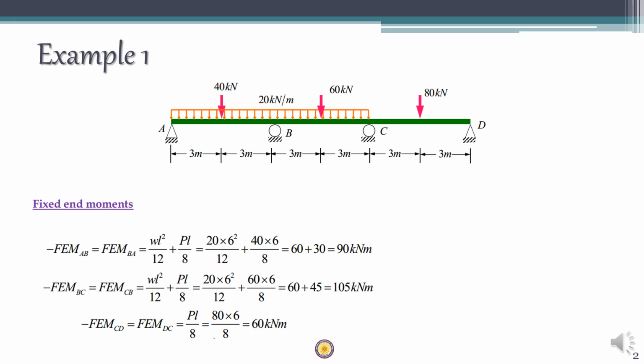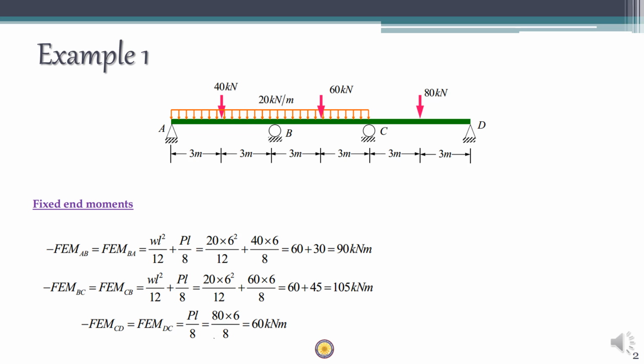So this is our question. This is a 3-span beam. All the supports are simple supports, and the loading are 40 kN, 60 kN, and 80 kN symmetrical point loads, and UDL on the first 2 spans. Right. So the first thing to do is you have to find out the value of fixed end moments.